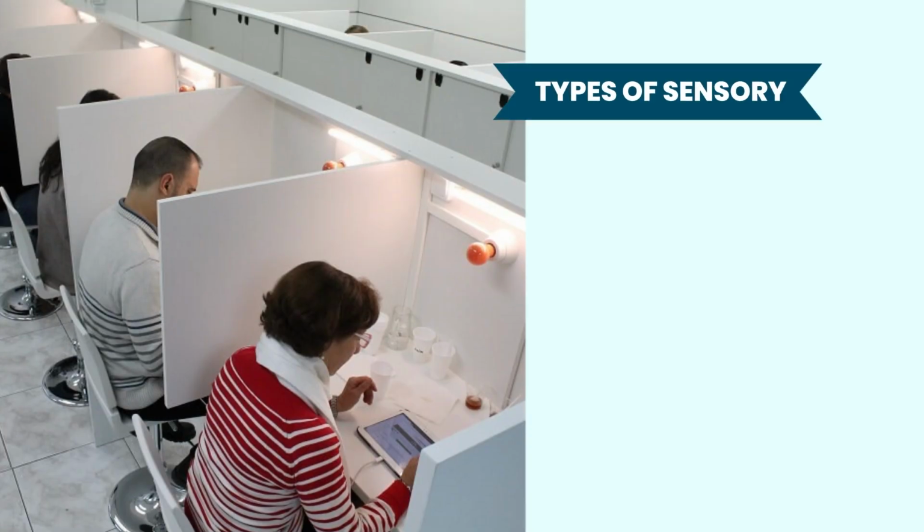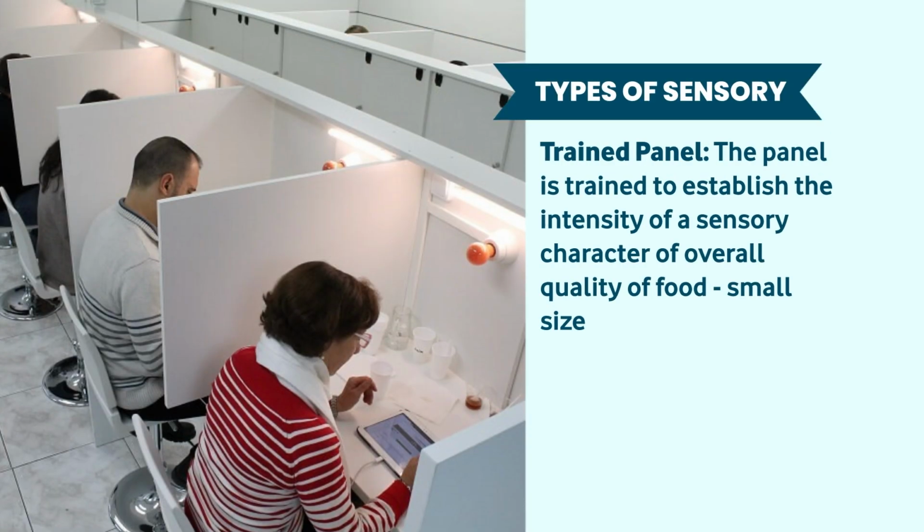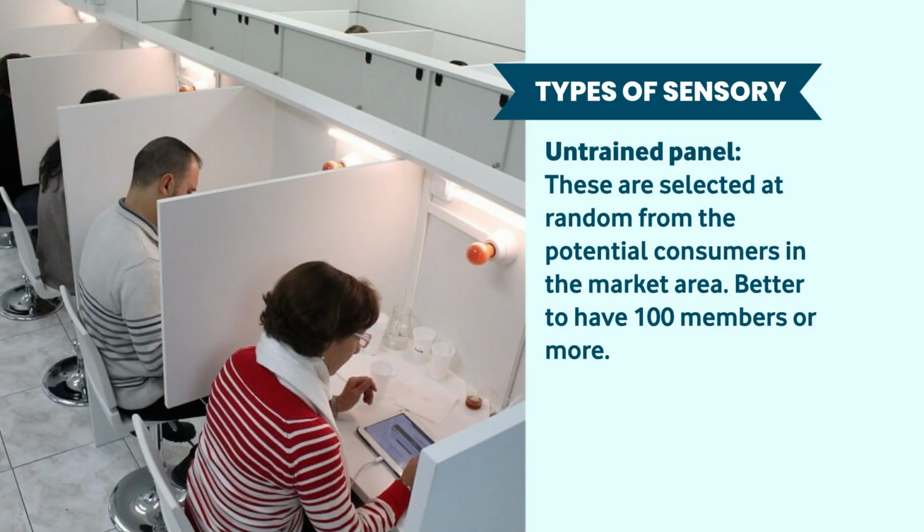If we are using a trained panel, they might have some limitations, but a trained panel would be a very small size. Some 5 to 10 panelists might be sufficient for doing evaluations. While if you are going for untrained consumers, you should have at least 100 members or more. So, with cost, effect, and time, considering all those, we select the type of panel.